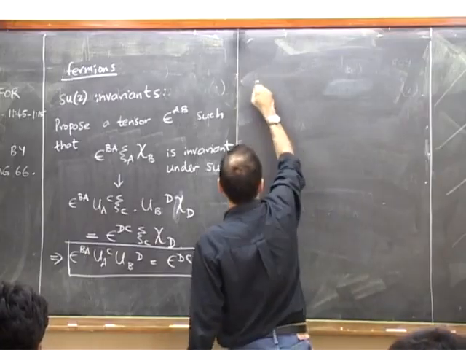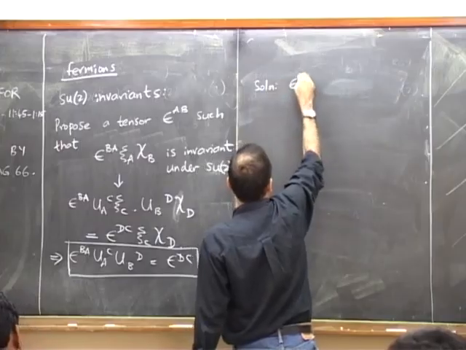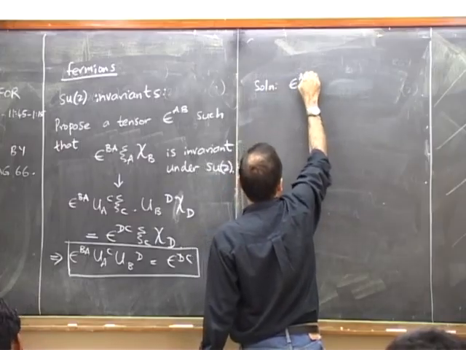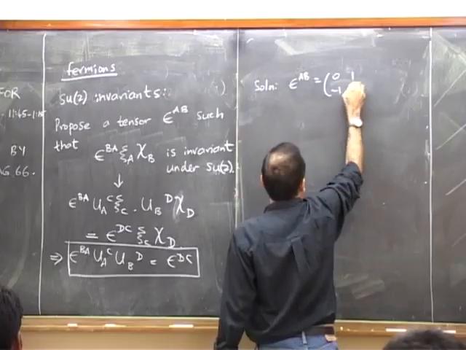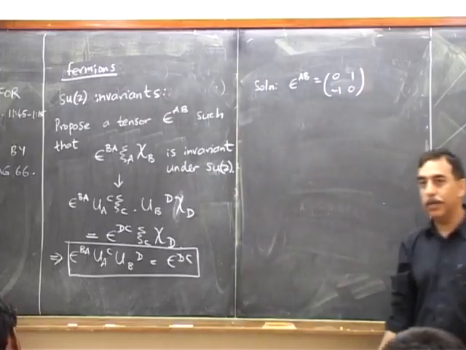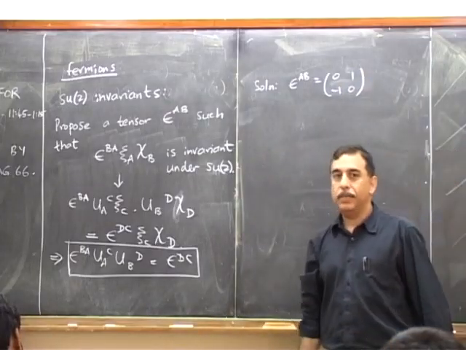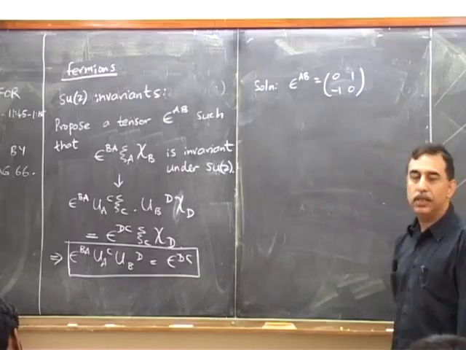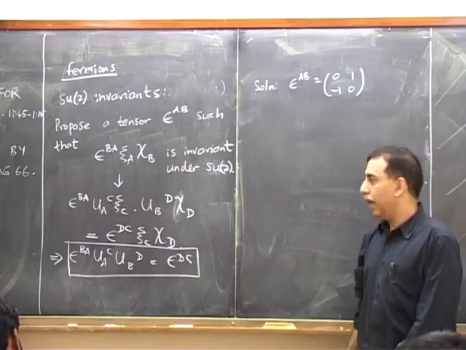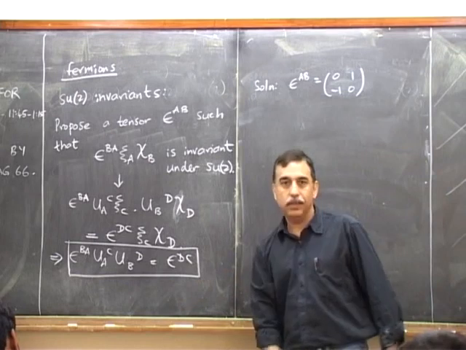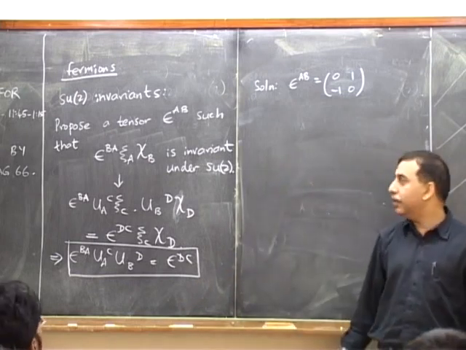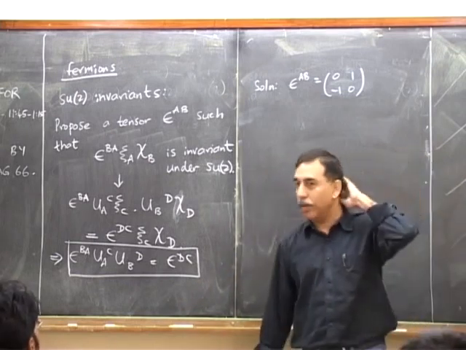So the solution is that epsilon AB is equal to 0, 1, minus 1, 0. Anti-symmetric for one thing, and it's 0, 1, minus 1, 0, which is why we give it the name epsilon. I emphasize it comes about by solving this. Now the reason why this happens is something that you can check with Pauli matrices.